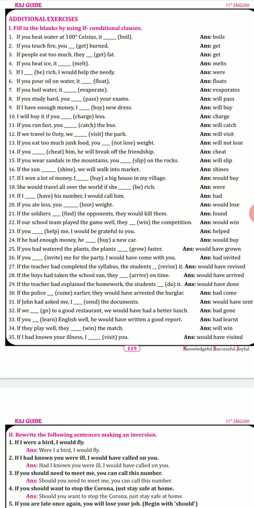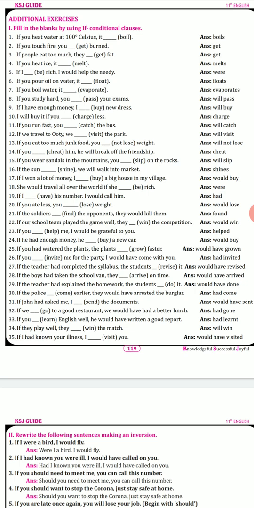And then question number 29, if the teacher had explained the homework, the students would have done it. Had explained is past perfect tense. So here would have done is the answer in the main clause.